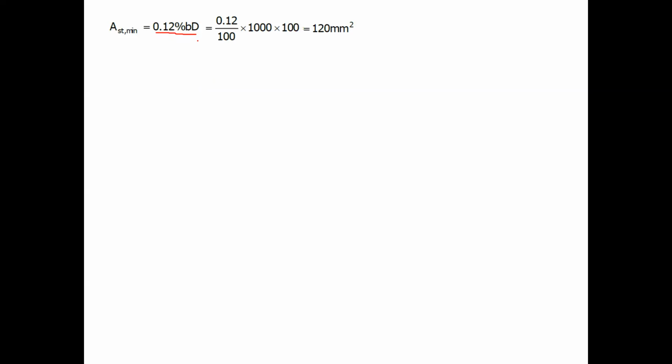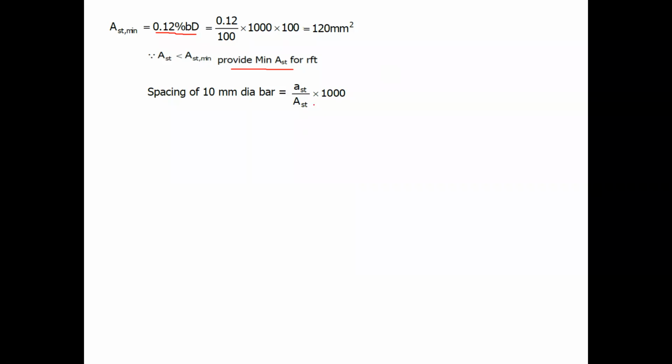Yes, sir. Now you have to compare AST with AST minimum. When you compare, AST minimum is greater than the AST. Therefore, you have to provide the minimum AST for the reinforcement. Now you have to calculate the spacing. For spacing, you have to assume 10 mm dia bar. So spacing of 10 mm dia bar is equal to small ast divided by capital AST into 1000.